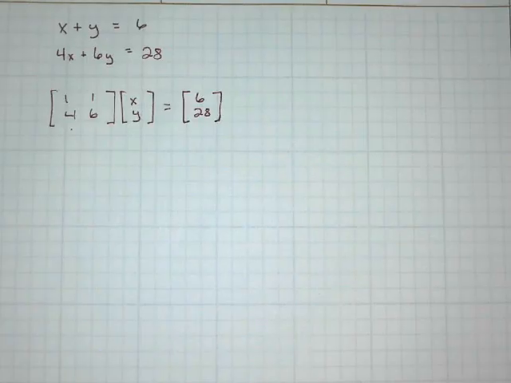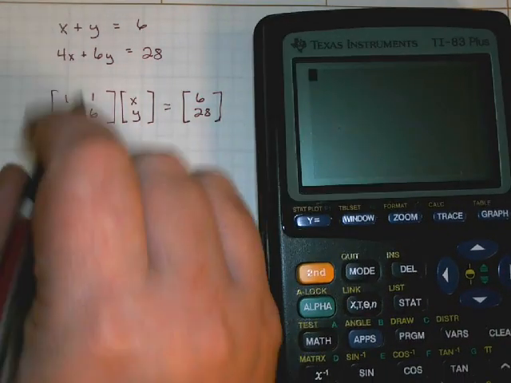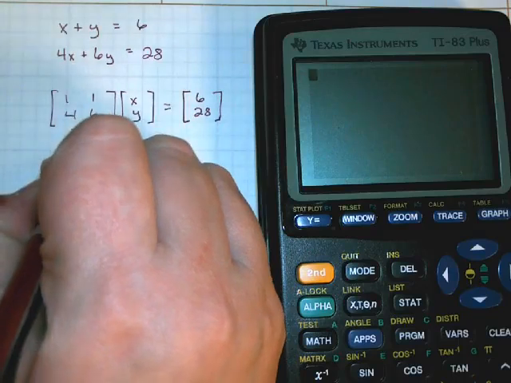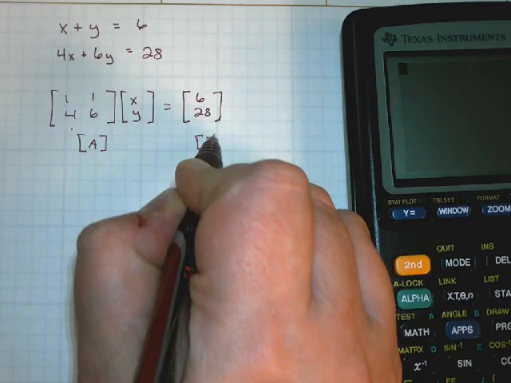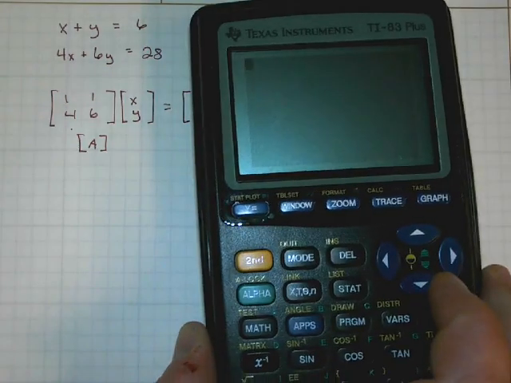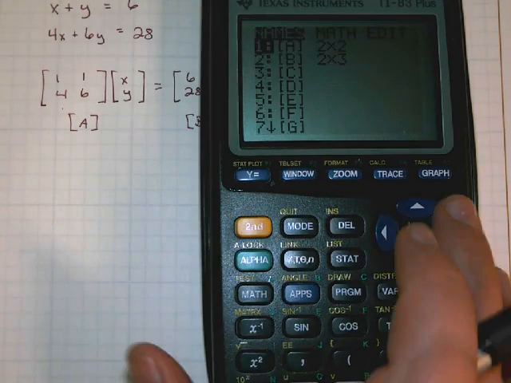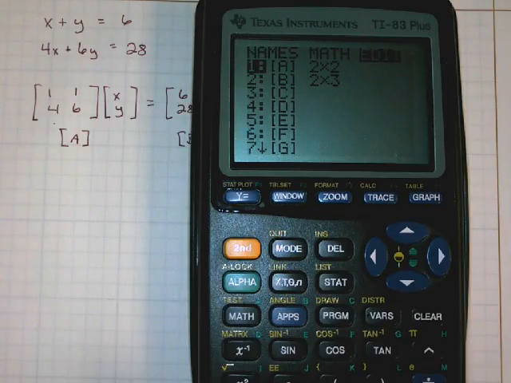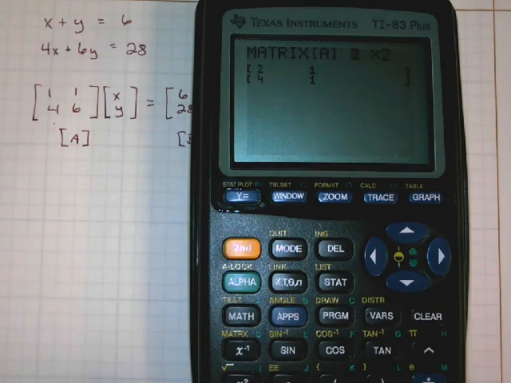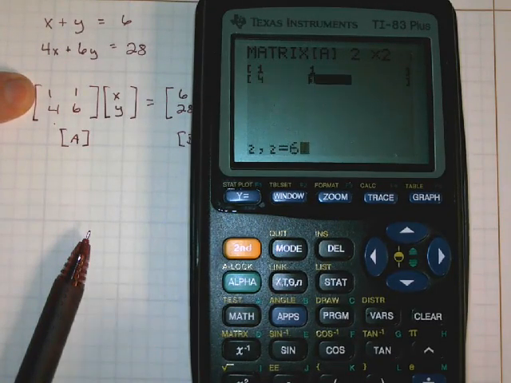Before I do anything else, I'm going to grab my graphing calculator and I'm going to enter these two matrices. This is going to be matrix A, and this is going to be matrix B. So when I enter it into the graphing calculator, I need to make sure that I arrow over to edit, and I'm going to edit my matrix A. It is going to be a 2 by 2, and I need to have 1, 1, 4, 6.